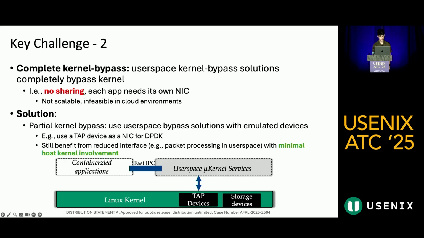Instead of fully bypassing the kernel, we leverage emulated virtual devices, such as tap devices for the networking scenario, to act as virtual NICs. These tap devices work seamlessly with user space libraries like DPDK, allowing LITESHIELD to preserve the benefits of reduced kernel involvement for performance-critical operations like I/O processing while still supporting resource sharing. This design is intended to strike a balance, delivering high networking performance while remaining scalable.